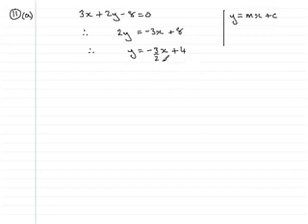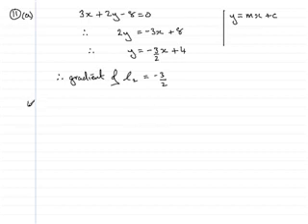So now that we've got it in this form, we can see straight away that the gradient m is negative 3 over 2. So therefore the gradient of the line L2 equals minus 3 over 2. So, hope you got that one. Now we move on to part B.